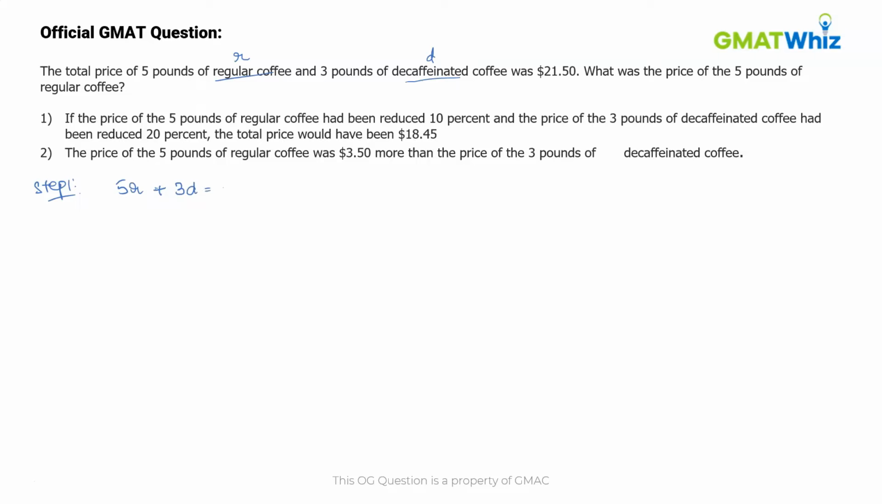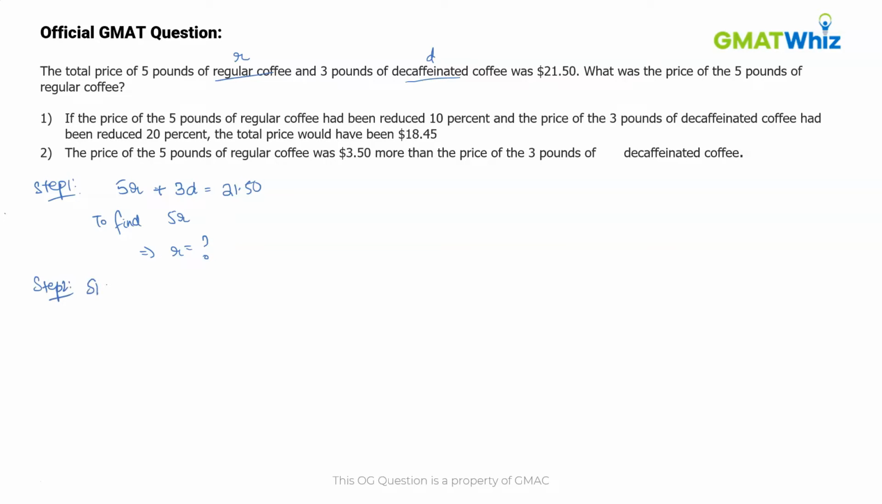Now this amounted to $21.50. We are asked what is the price of 5 pounds of regular coffee. So we have to find the value of 5R, or we can say we have to find the value of R. Now from this you should be able to infer that we can find the value of R only when the value of D is given, or we get another equation with the variables R and D so that they can be solved simultaneously. We now move on to step 2, which is solving the statements.